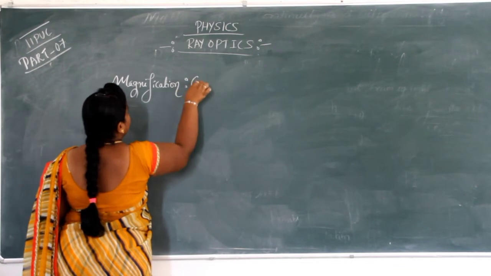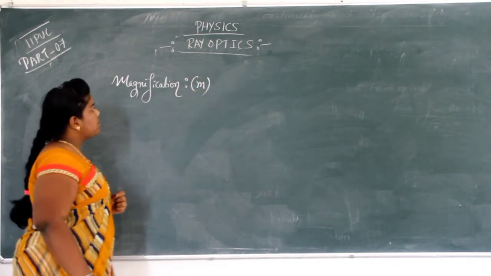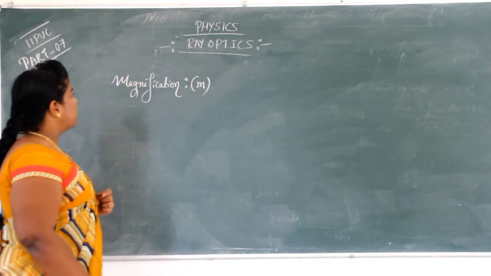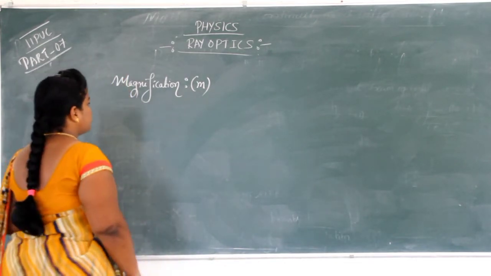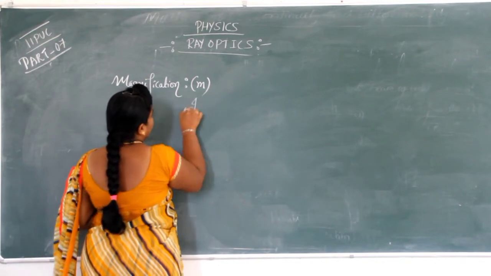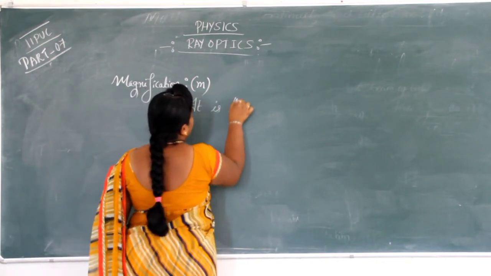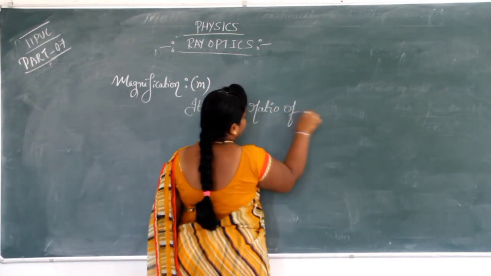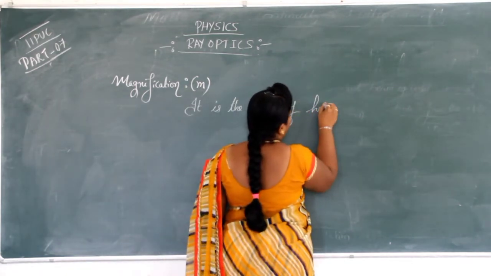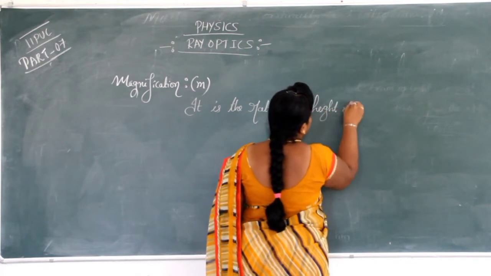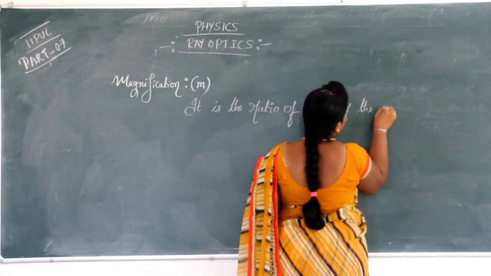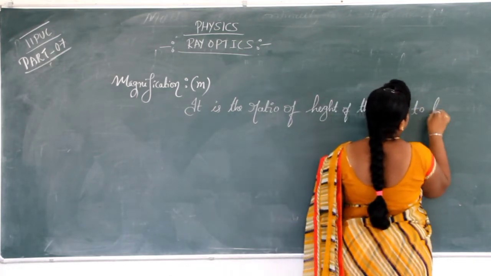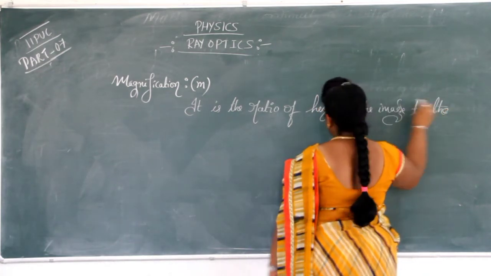See my dear students, magnification is represented by the symbol small m. Then how to define this magnification? Magnification is the ratio of the height of the image to the height of the object.